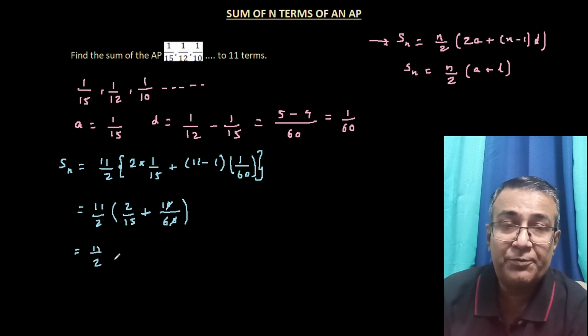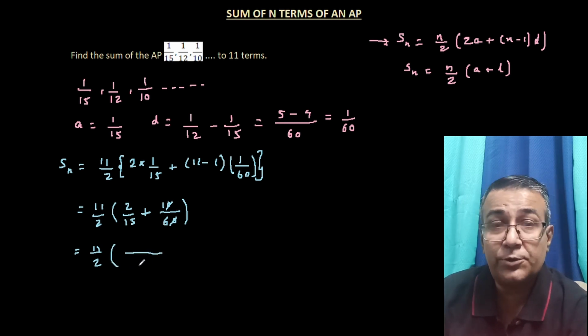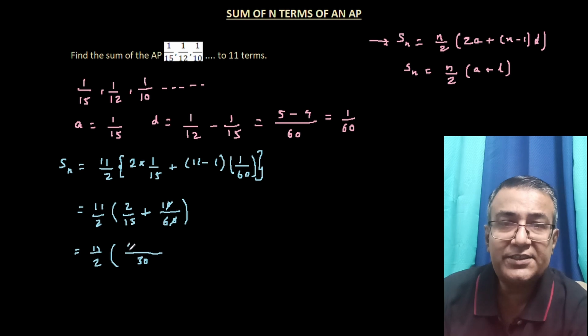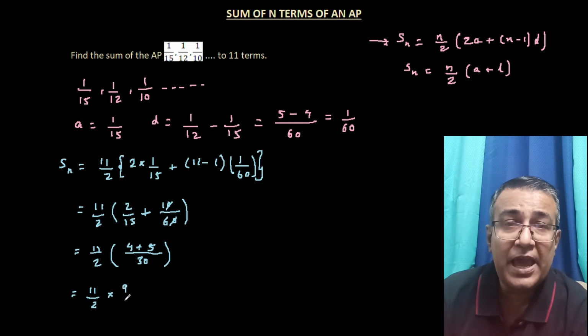And the LCM of 15 and 6 happens to be 30. 15 times 2 is 30, so 2 times 2 will be 4, and since 6 times 5 is 30, so 1 times 5 will be 5. So that gives us 11 by 2 times 9 by 30.